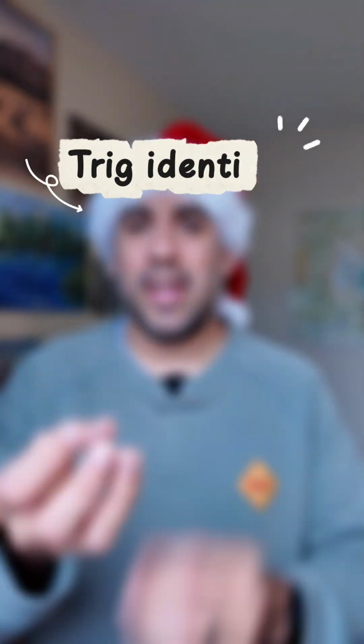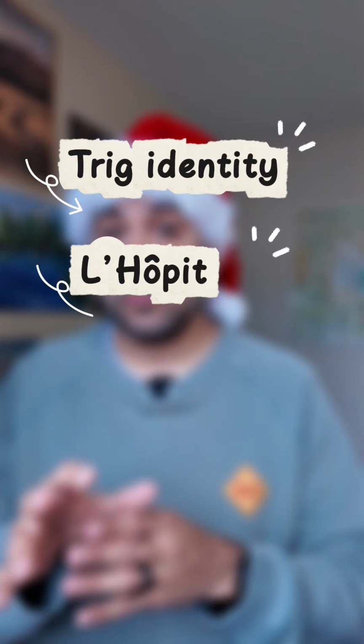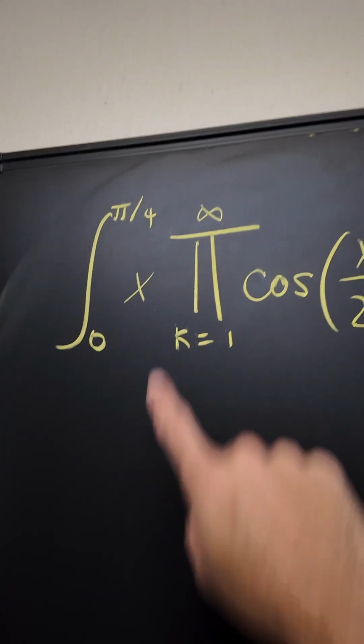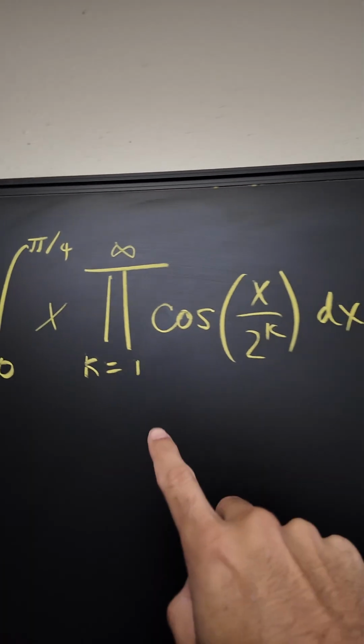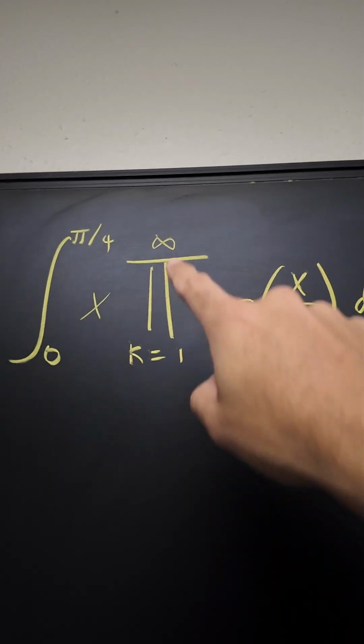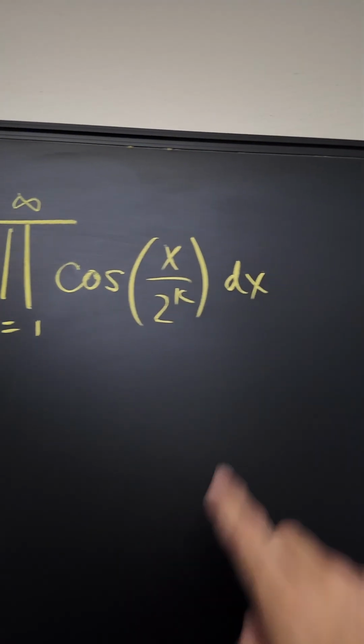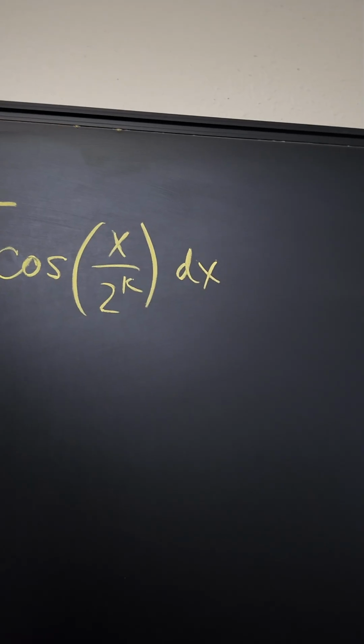It's going to require a very easy trig identity, some L'Hopital's rule, and then some basic integration at the end. Let's go ahead and do it. We have the integral from 0 to pi over 4 of x, and then we have the infinite product from k is equal to 1 to infinity of cosine of x over 2 to the power of k, and obviously with some respect to x.